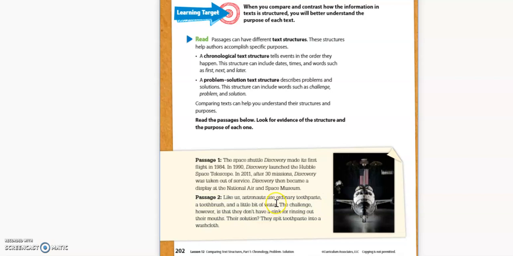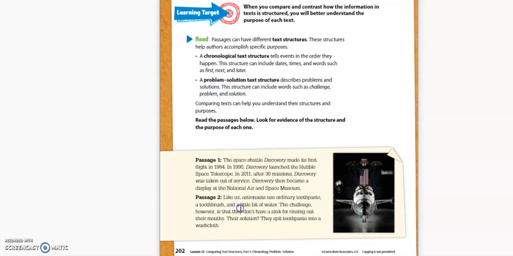All right, if you answered that sentence 2 states the challenge, however, is that they don't have a sink for rinsing out their mouths, you are correct. And if you look in the text right after that, they present us with a what? A solution. They spit the toothpaste into a washcloth. So we know that passage 2 is an example of which type of text structure? Excellent. We're going to go with problem and solution because we saw those key words, challenge, problem, solution, in this example.